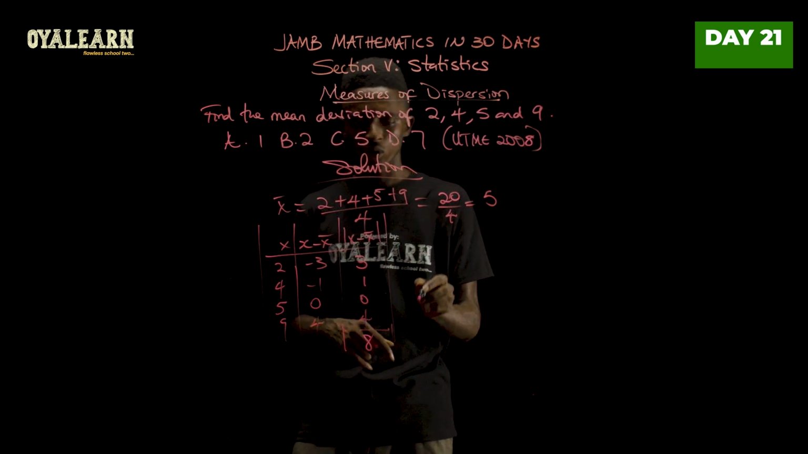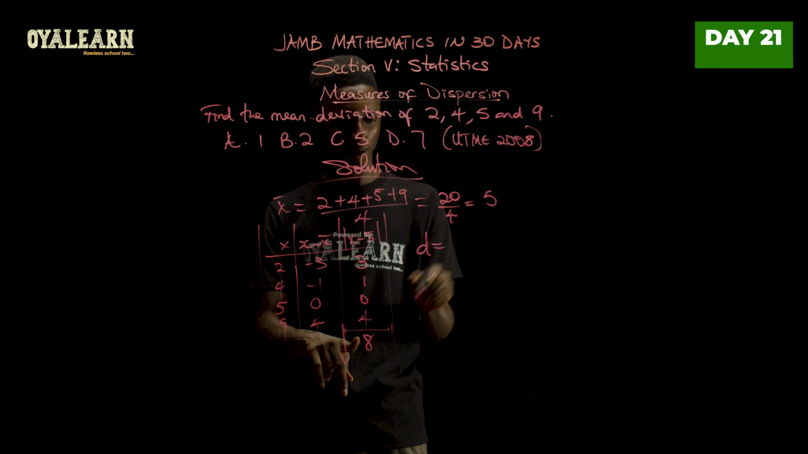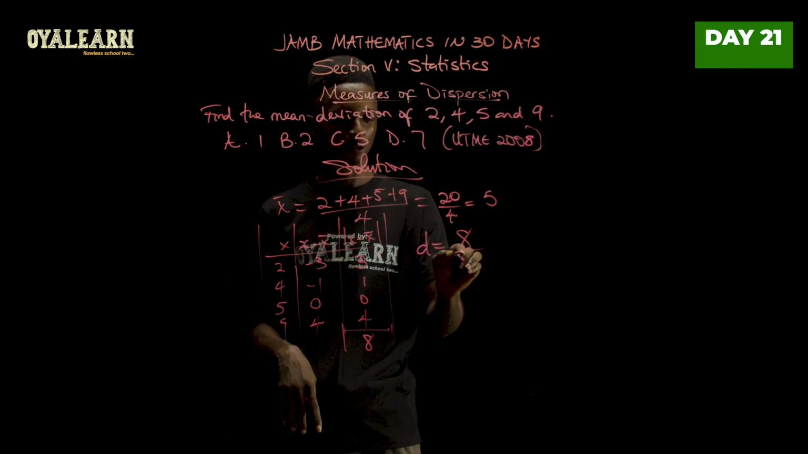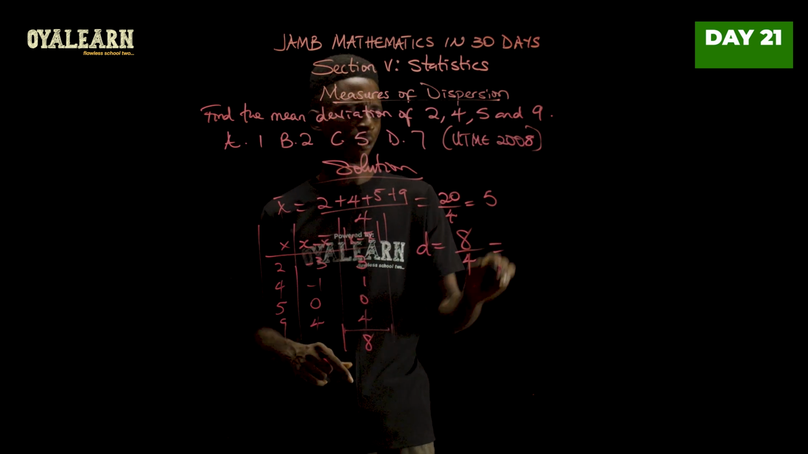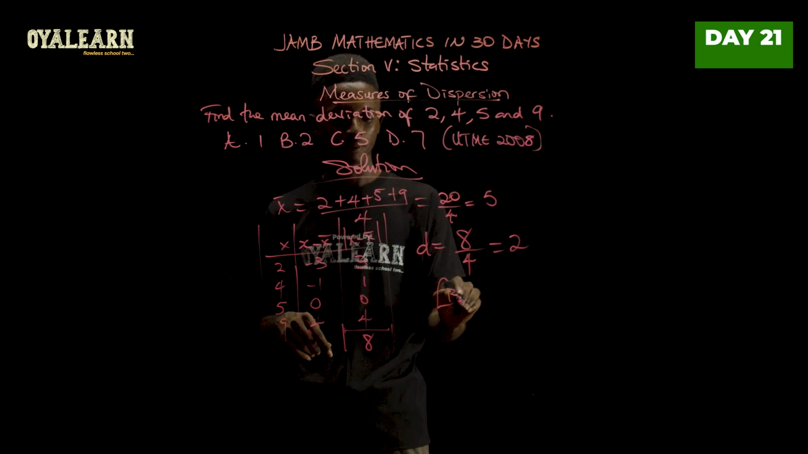Right? So from here we can then say our mean deviation is then the sum of this, which is 8, divided by the number of values we have, which is 4. And 8 divided by 4 would give us 2. So the correct option here is B.